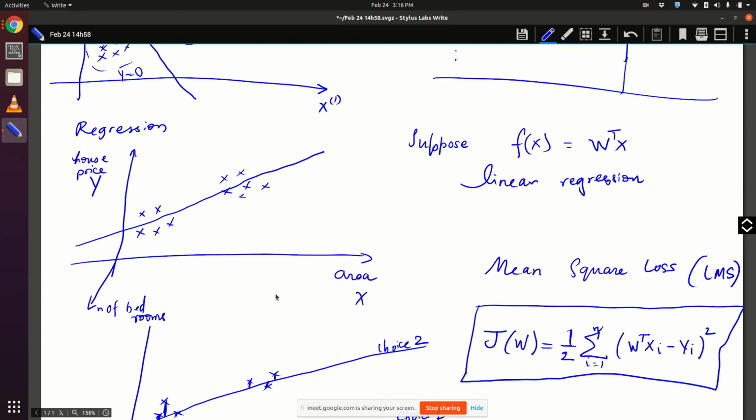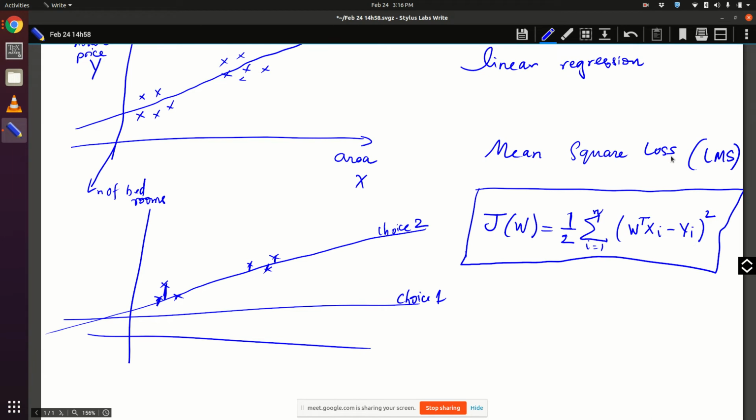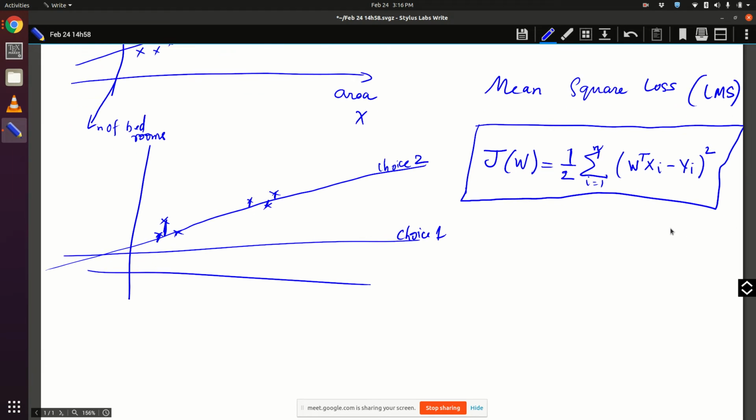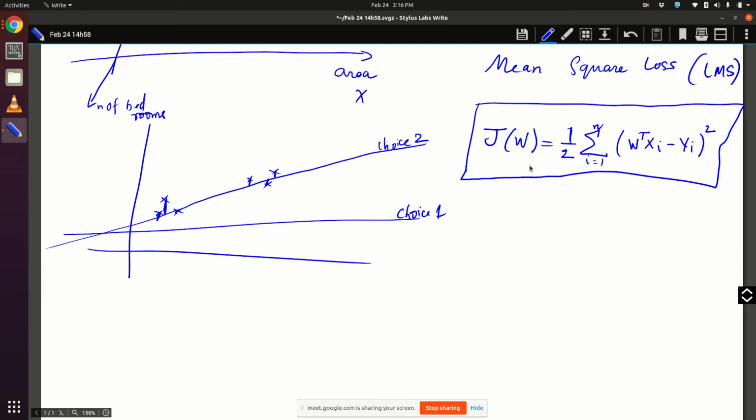All right. So this is the LMS loss. So this is given like this. So now what we would like to do is find the best W. So the goal is to find the best W, such that W is equal to arg min of J(W).